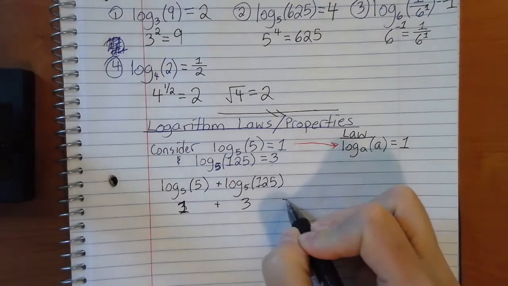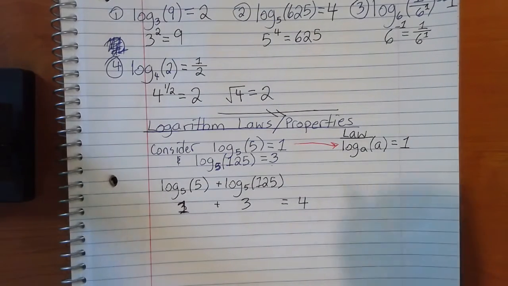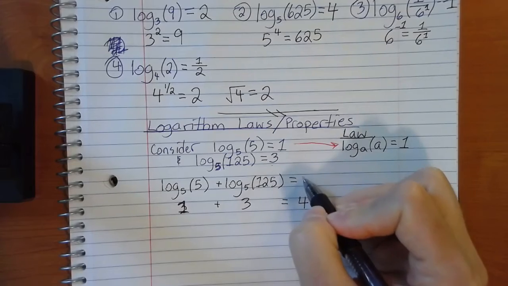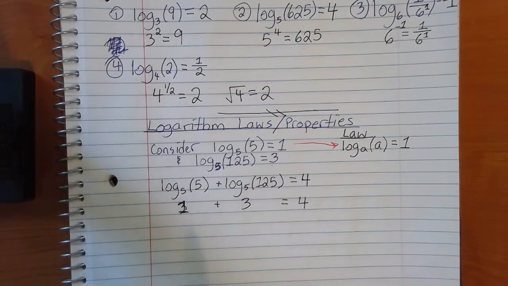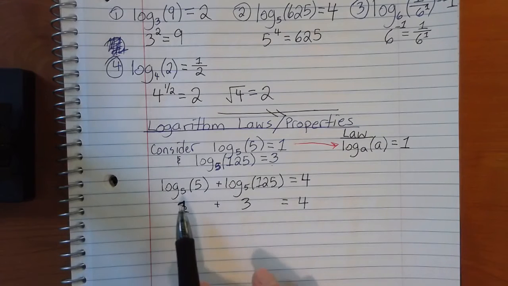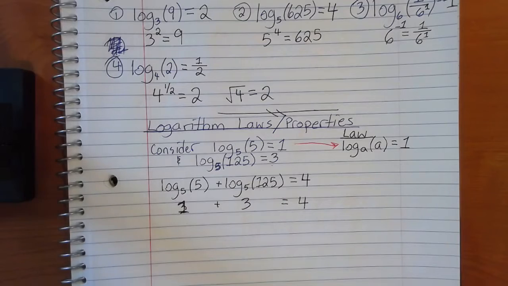So since this down here obviously equals 4, well, that means that this also equals 4. So we've determined just using basic arithmetic that log base 5 of 5 plus log base 5 of 125 is equal to 4, because their answer is 1 plus 3 equals 4.